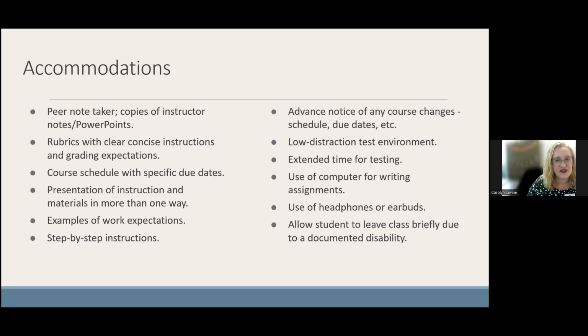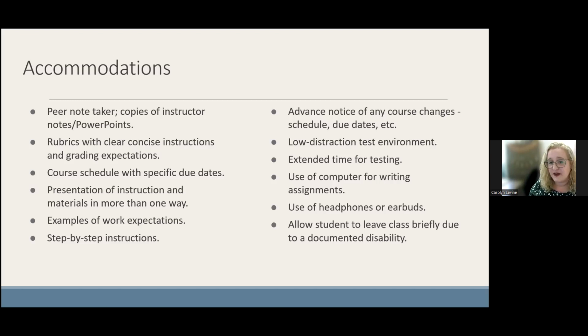Giving advance notice of course changes, schedules, due dates, very helpful. Low distraction test environment, extra time for testing, being able to use a computer for writing assignments, using headphones or earbuds when they're working on independent work. So this is only when they're working on independent assignments. They're not allowed to do this when the instructor is actually lecturing or they're having a class discussion. And I tell all my students, if you're listening to music, make sure it's at a volume that's not disturbing everyone else, that kind of stuff.